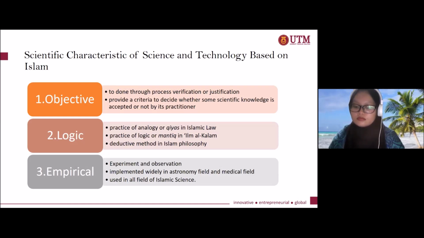Next is empirical. So empirical is experiment and observation, where it is implemented widely in the astronomy field and also in the medical field, where there was establishment of observatory centers and also hospital universities. So the empirical method is also used in all fields of Islamic science.